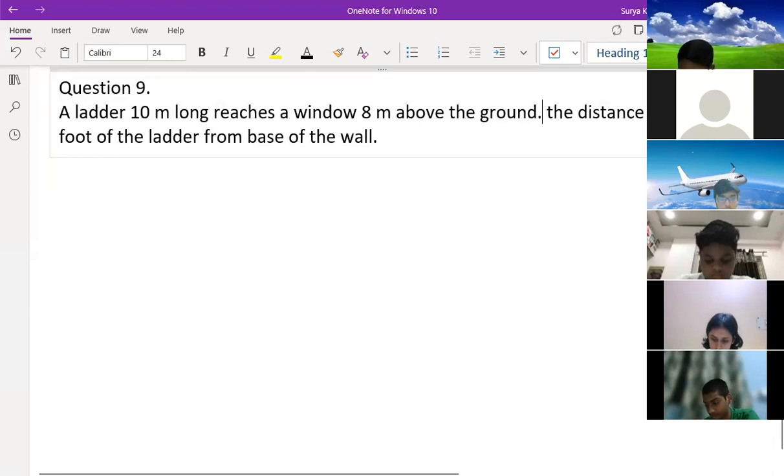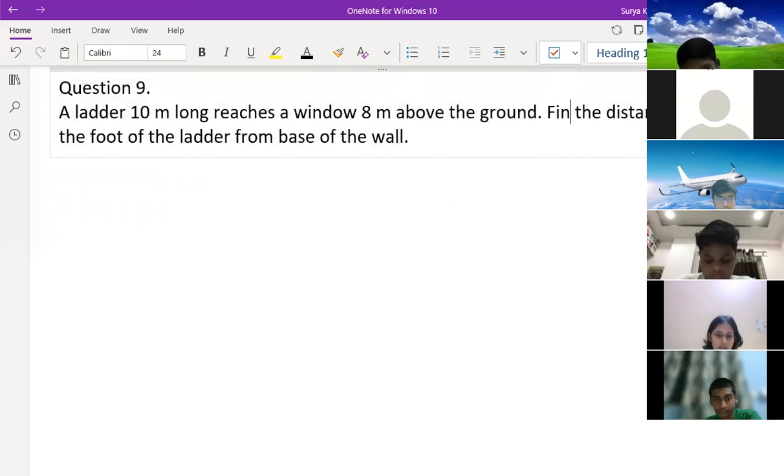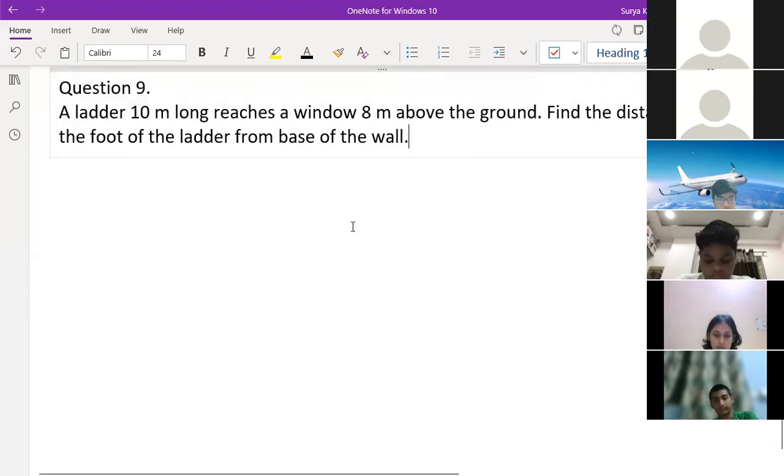Check. The distance of the foot of the ladder from the base of the wall. The find is there. That is fine, no? Sir, it's 6 meter. Okay. So this Pythagoras theorem, anyone can find this, correct? But others, no need to solve this. Okay, next question now.